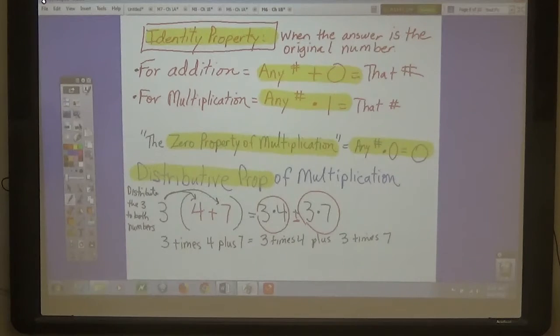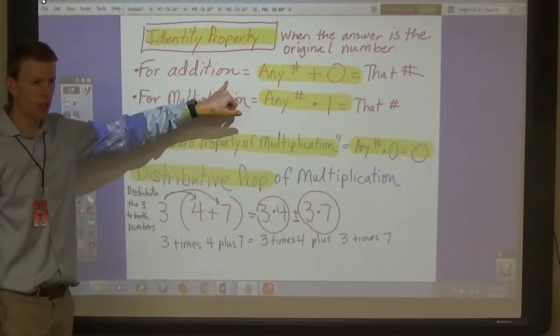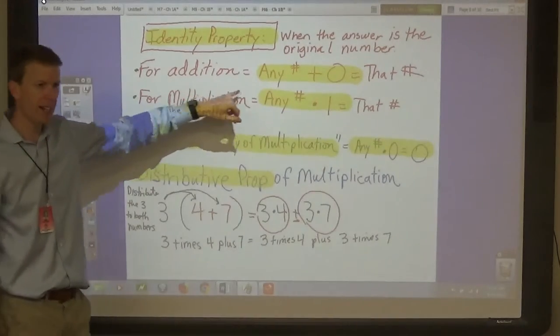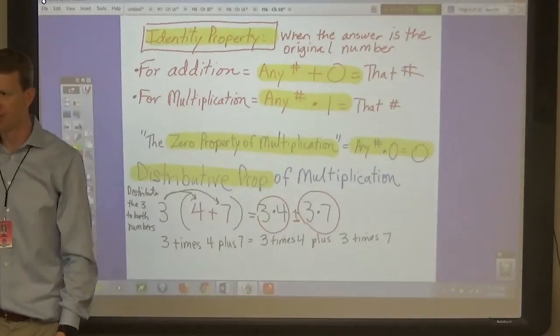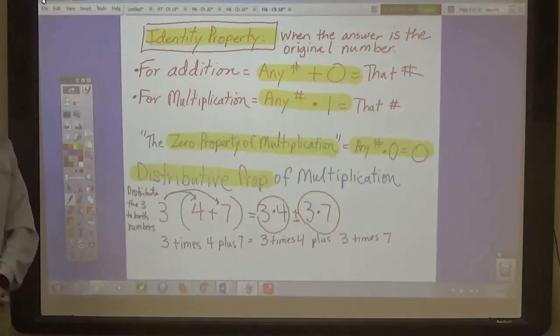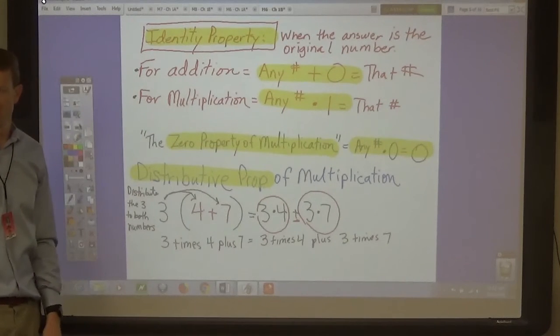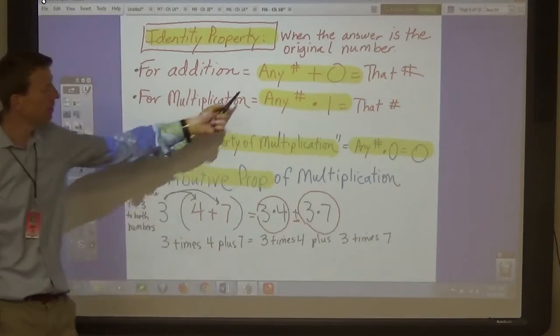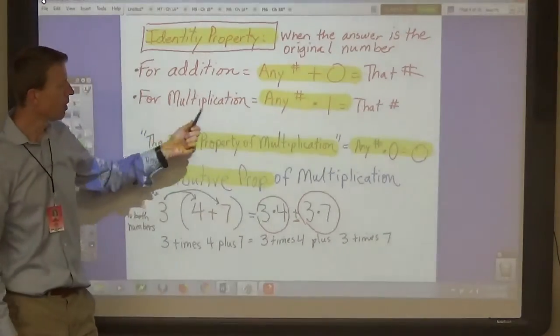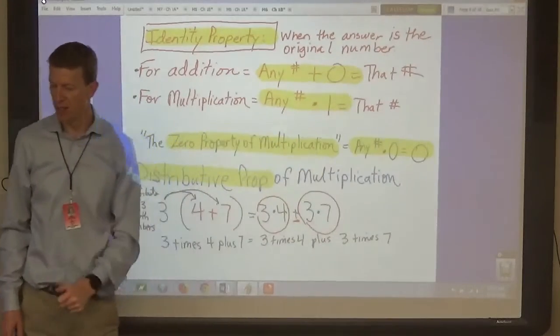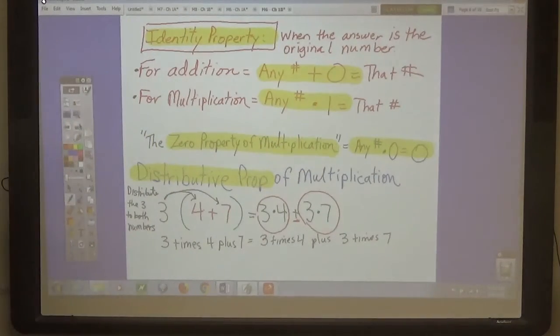There's two of them. There's an identity property for addition, which says any number plus 0 is that number. Any number plus 0 is the original number. And for multiplication, any number times 1 is that number. That's called the identity property of multiplication, or the identity property of addition.